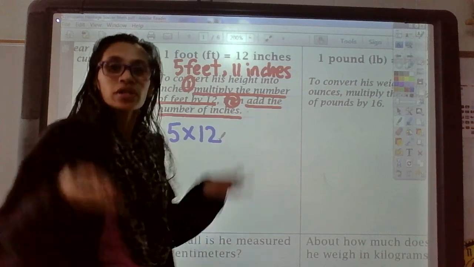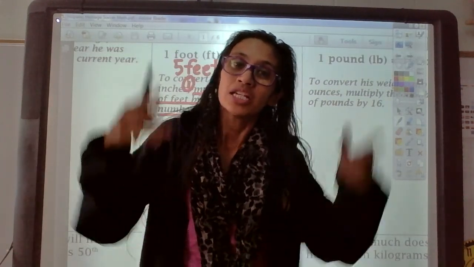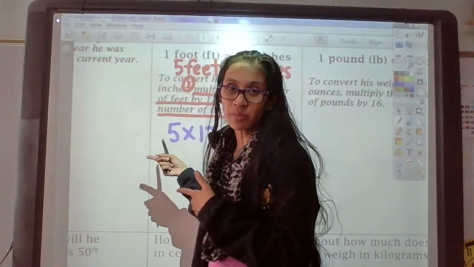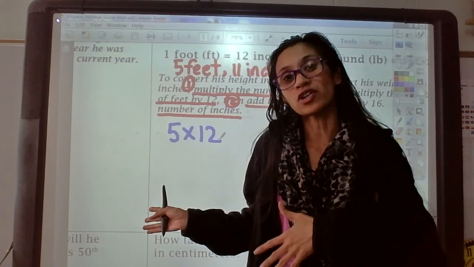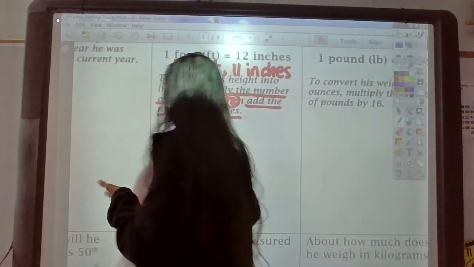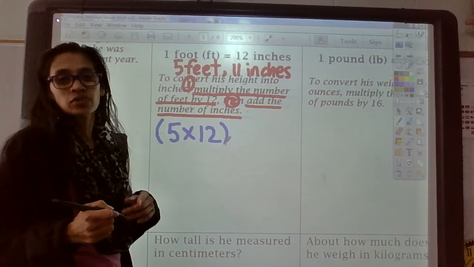Now, some of you wrote this vertically. Some of you wrote it horizontally. Some of you know it in your mind, which is great. So you should know your 5 times table to 12 and know your 12 times table too. So that's the first thing we do. And since that's the first thing we do, I'm going to put a parentheses right there. Bam. Okay? So 5 times 12.